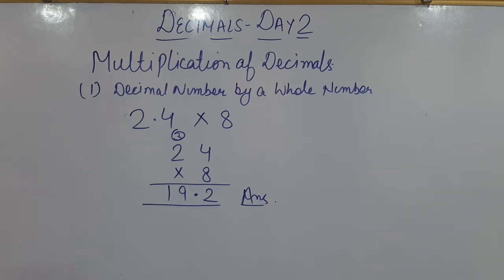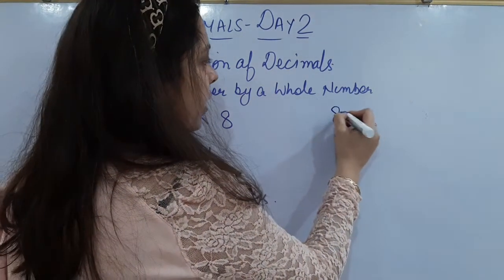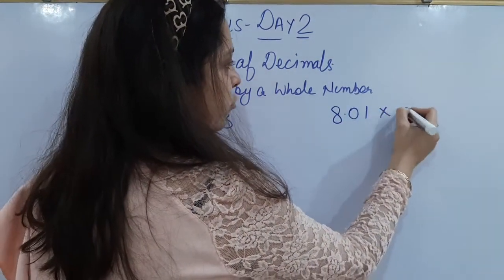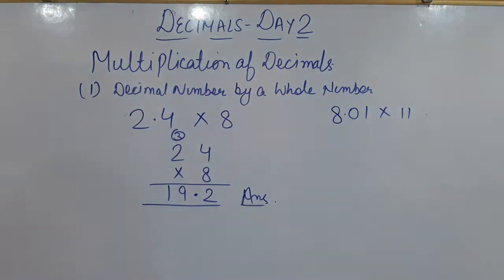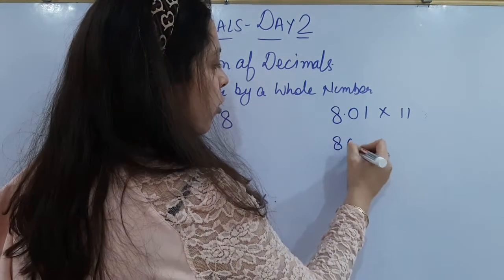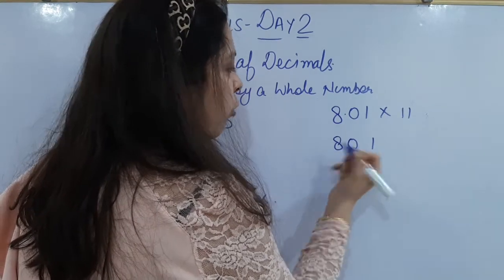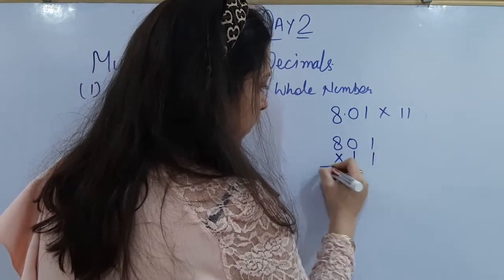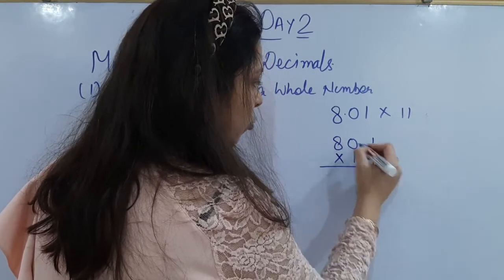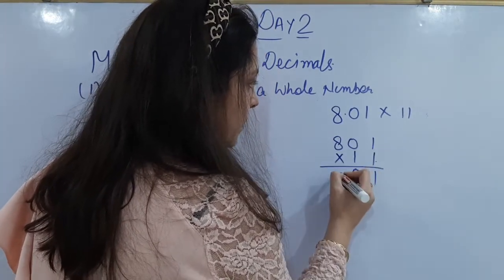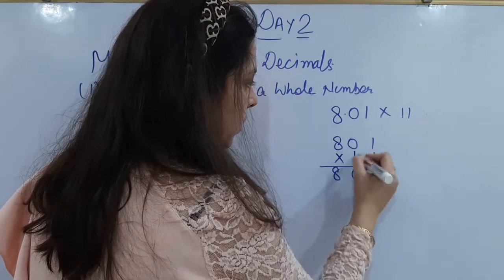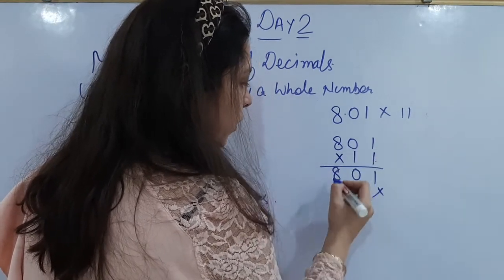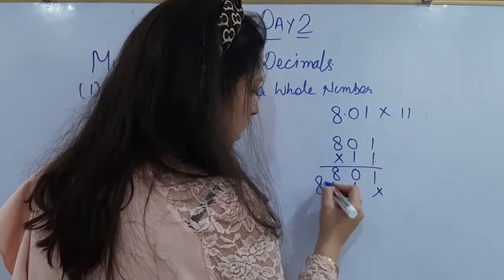Okay, let's move to the next question. Question is 8.01 and you have to multiply it by 11. So see how we'll do this. Forget the decimal point. Then multiply by 11. 1 times 1 is 1. 1 times 0 is 0. 1 times 8 is 8. Again multiply. 1 times 1 is 1. 1 times 0 is 0. 1 times 8 is 8.